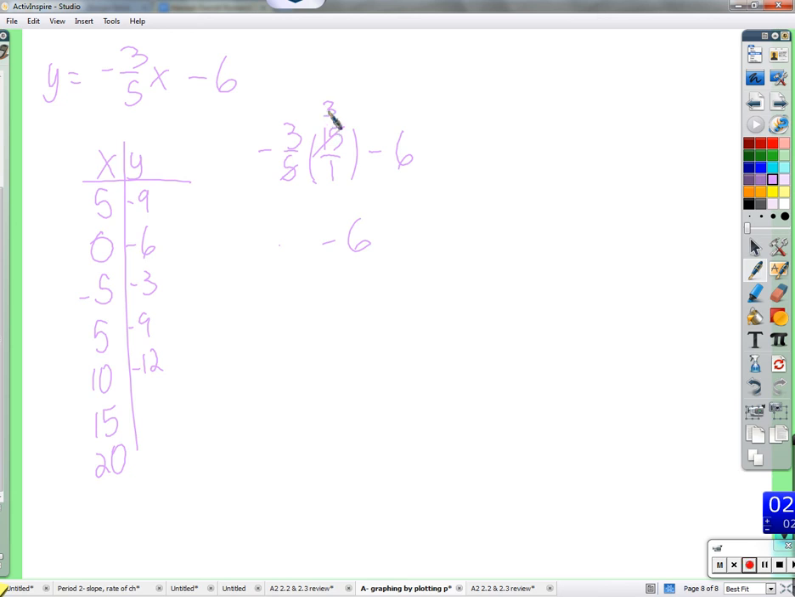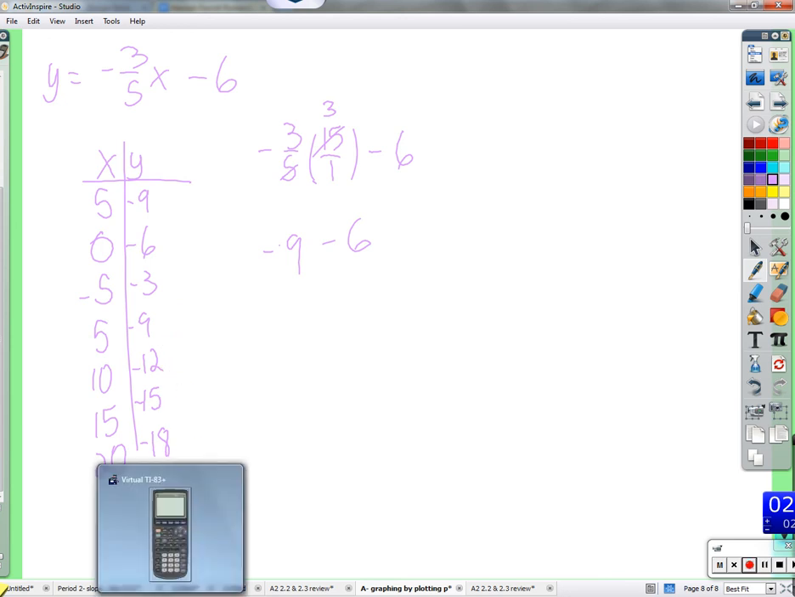So what's that going to be? That's going to be 3 times negative 3. It was 1 times negative 3, then it was 2 times negative 3. Now we're at 3 times negative 3. We're at negative 9. Negative 6 minus 9, negative 15. From negative 6 to negative 9, to negative 12, to negative 15. If we go over another 5 to 20, what do you think the next y will be? Negative 18. Okay. Down 3, down 3, down 3. Every time we move over to the next multiple of 5, we just move down another 3 on the y-axis, the vertical direction.